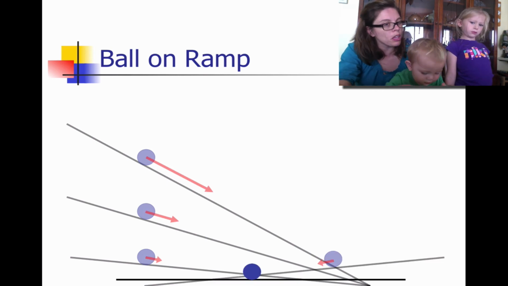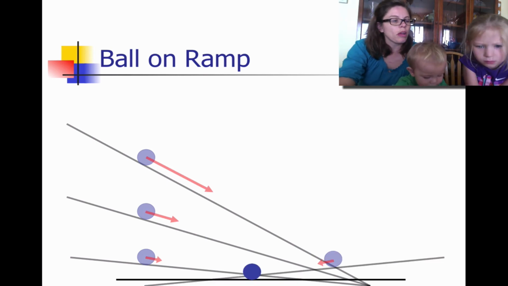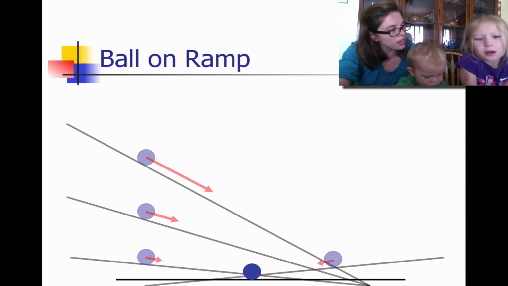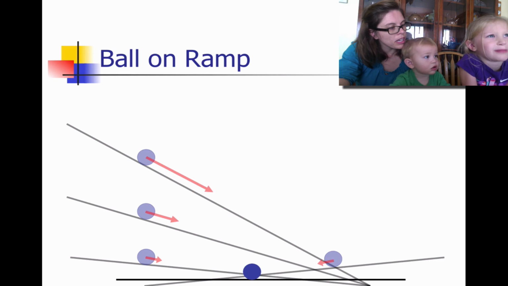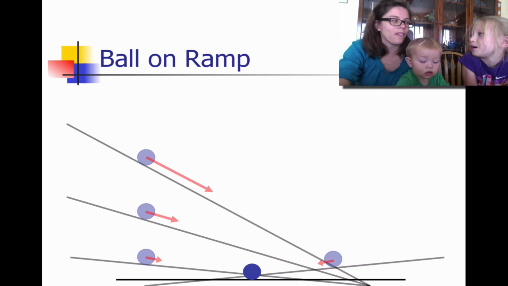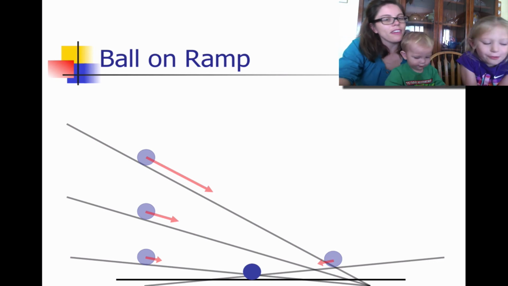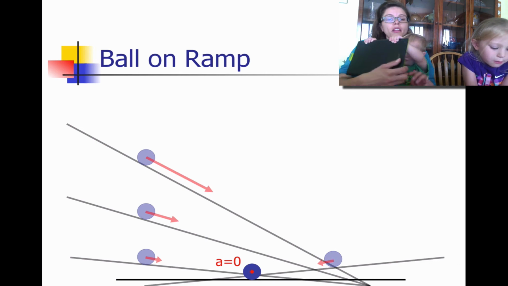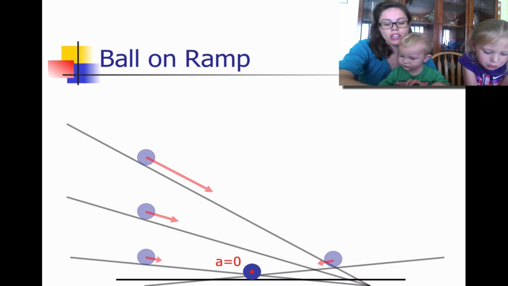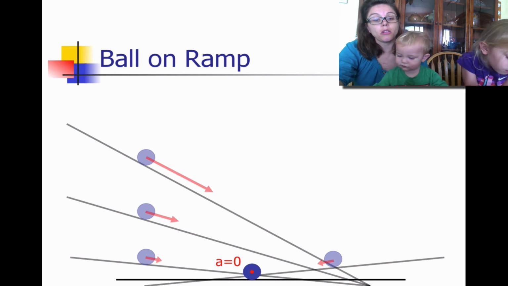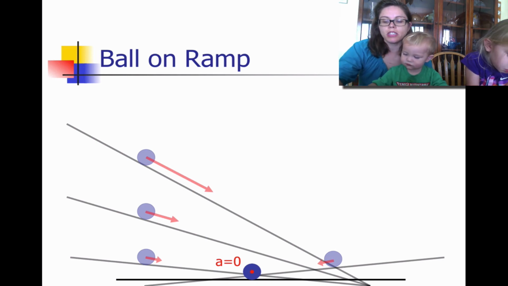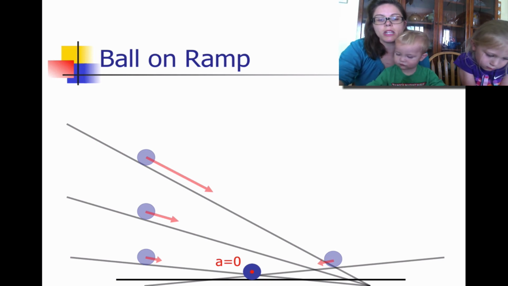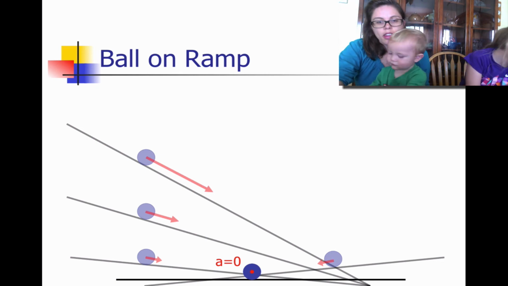Now, what would the ball do if the ramp was perfectly level? What do you think? Would it speed up? No, it won't. The ball wouldn't speed up or slow down. If it was frictionless, the ball would have no acceleration. Now, I know we haven't talked about acceleration quite yet, but acceleration just means speeding up and slowing down. So if things aren't speeding up and slowing down, it has no acceleration.